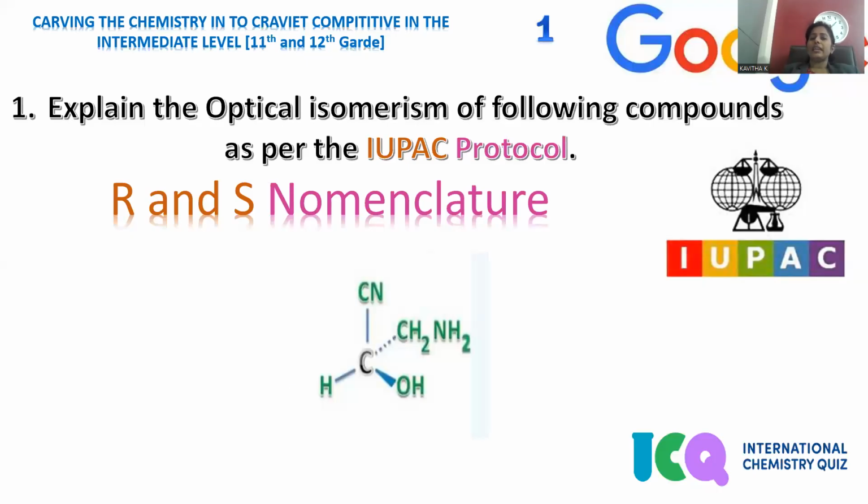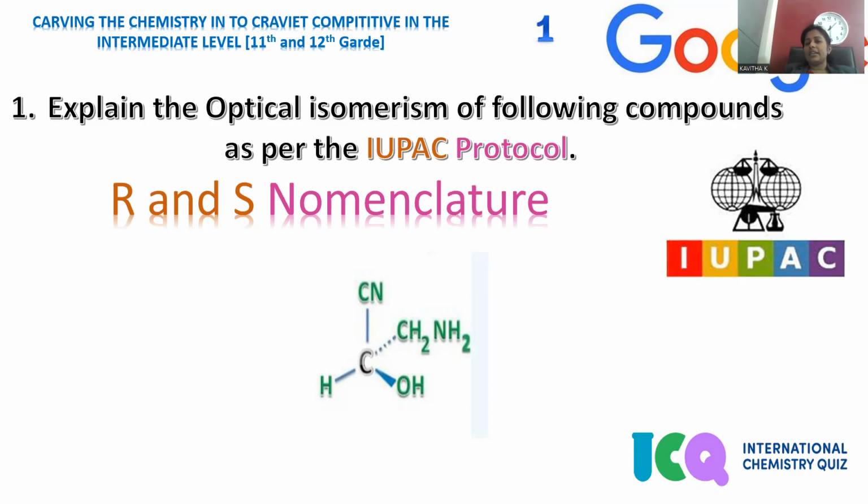Explain the optical isomerism of the following compound as per the IUPAC protocol. IUPAC stands for International Union of Pure and Applied Chemistry. RS nomenclature is also known as absolute configuration. R for rectus, S for sinister. Rectus means if you are going from higher priority to lower priority in the clockwise direction, that is called the R configuration. Anti-clockwise rotation is the S configuration.